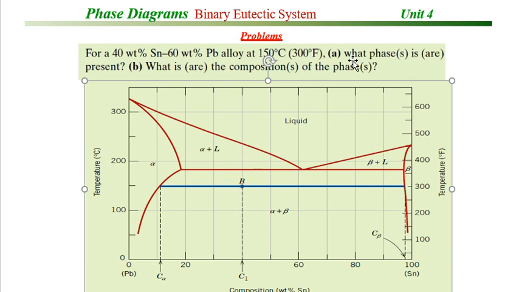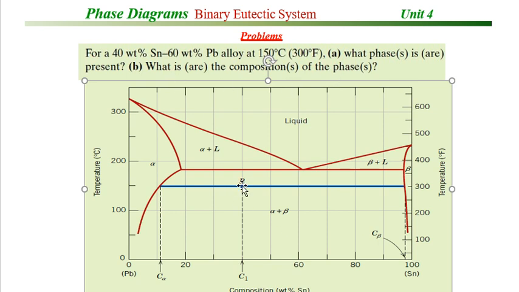Now it is asking what the phases present are. As you are below 183 degrees Celsius, you are below the eutectic point, you observe there are two phases. So it will be alpha phase and beta phase. Alpha phase indicates lead and beta phase indicates tin, both in solid states. Now what is the composition of this phase?